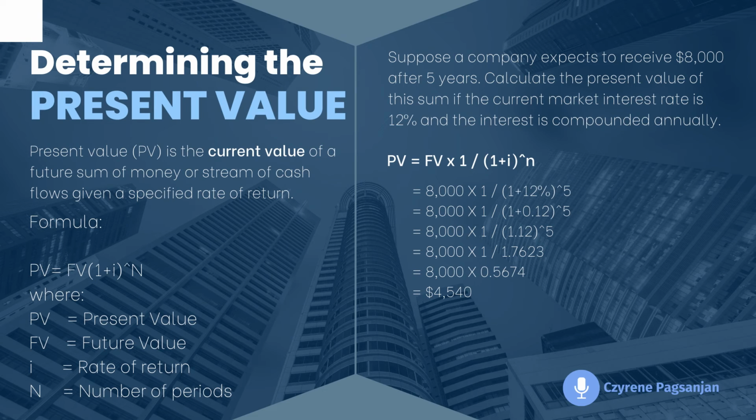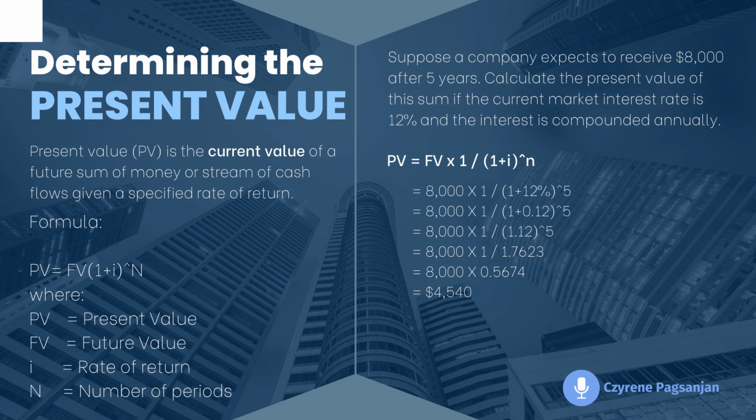So, to compute the present value, we will use the formula PV equals FV over (1 plus I) raised to N, or PV equals FV times (1 over (1 plus I) raised to N). Where PV stands for present value, FV stands for future value, I stands for interest or rate of return, and N stands for number of periods.